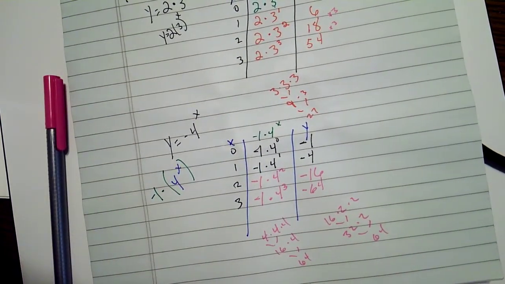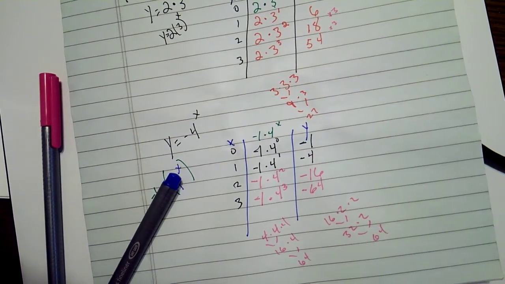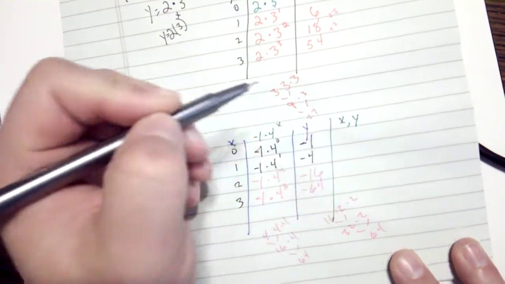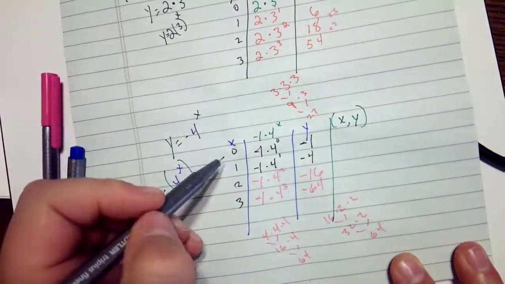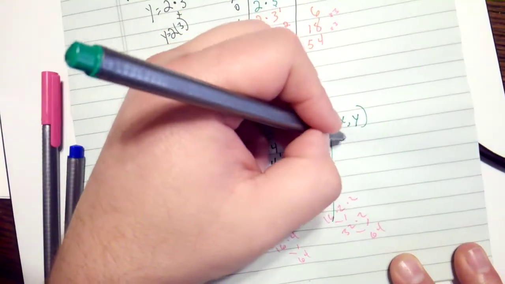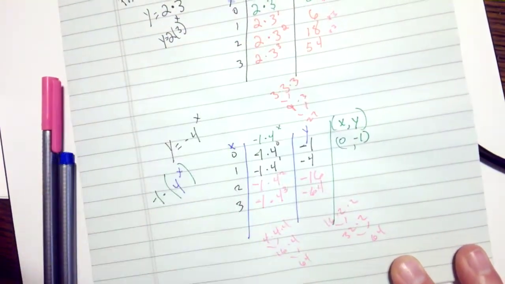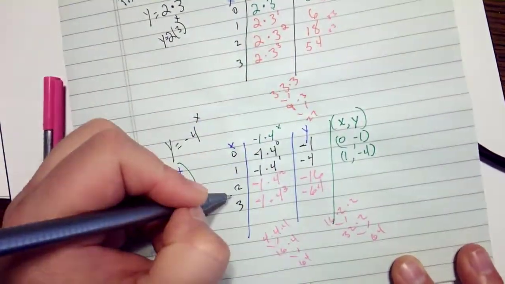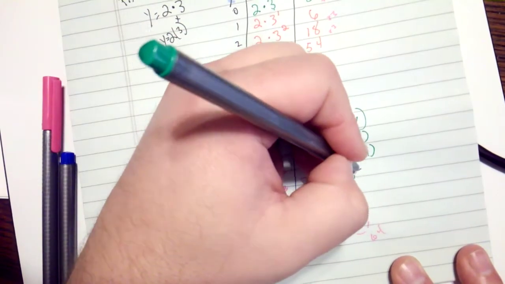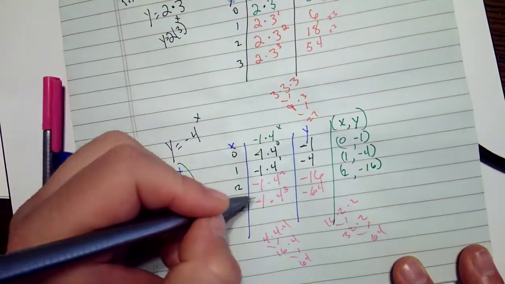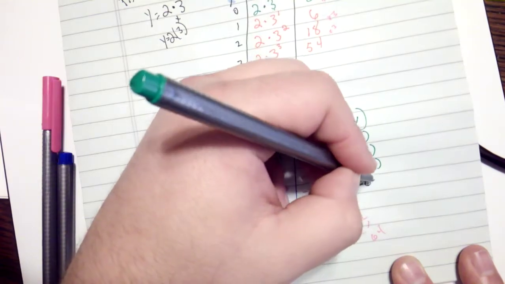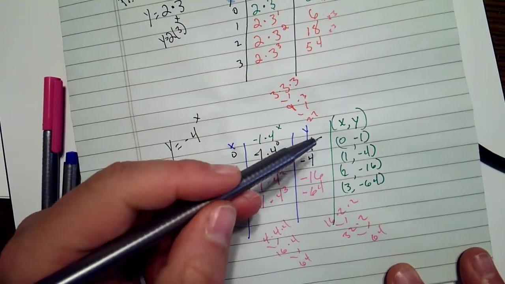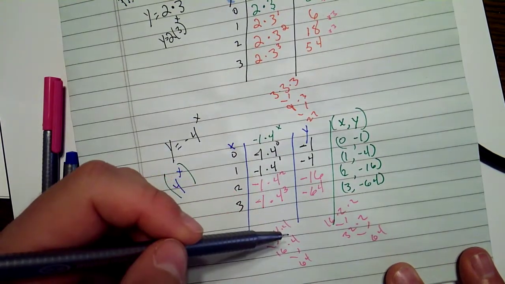So let's do this. Let's do a separate column real fast on this last one. I'll do it in green. So I would have my ordered pair, which is x, y, okay? So all I'm doing is taking this number and this number. So 0, negative 1. Then 1, negative 4. 2, negative 16. 3, negative 64. And now I have ordered pairs that this function would produce, which can give you something to graph, which is what you'll do in the next section.